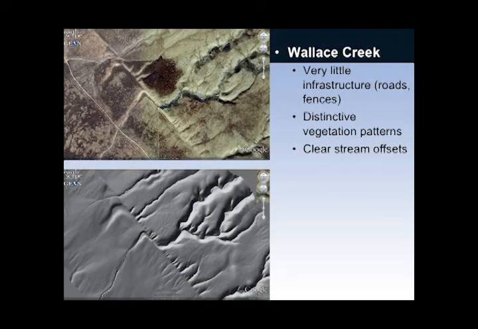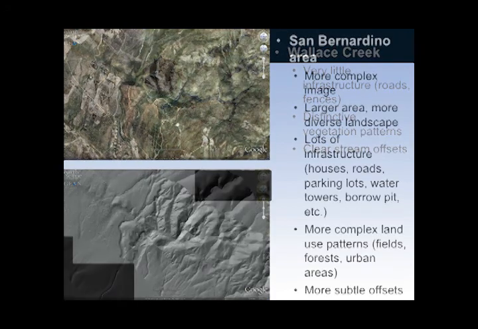One of them we used was Wallace Creek, on the San Andreas Fault in California. There's not a lot of infrastructure. There's distinctive vegetation patterns. You can see that here. And there's clear stream offsets, and we wanted to see if students could identify the fault or not.